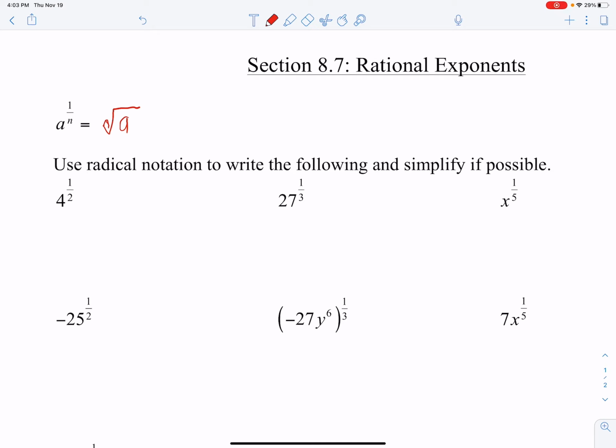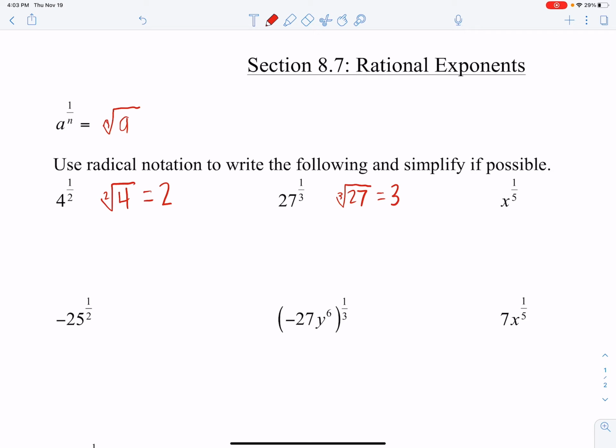So the important thing is to notice the bottom number of that exponent tells you what type of root it is. So if we have 4 raised to the 1/2, a 1/2 exponent is the same thing as the square root. Usually the 2 is not written there for square roots, but it's not wrong if you do. Here our answer would just be 2. Or if we have 27 raised to the 1/3, a 1/3 exponent would be a cube root. And the cube root of 27 is 3, because 3 times 3 times 3 is 27.